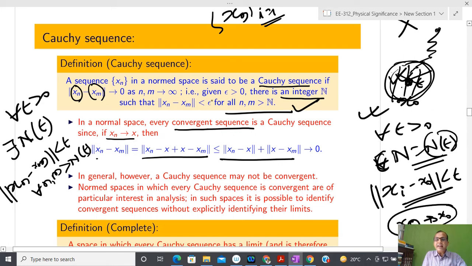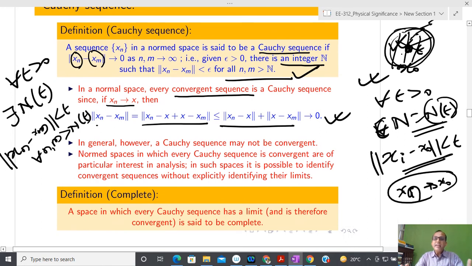Either you can write this in terms of epsilon or in terms of 0. I have told you that both are exactly the same notion, since epsilon can be decreased to 0. So any convergent sequence is also a Cauchy sequence. The difference between a convergent sequence and a Cauchy sequence is now clear. If I know the limiting point, I calculate the distance from the limiting point. If I don't know the limiting point, I look at the distance between any two terms.